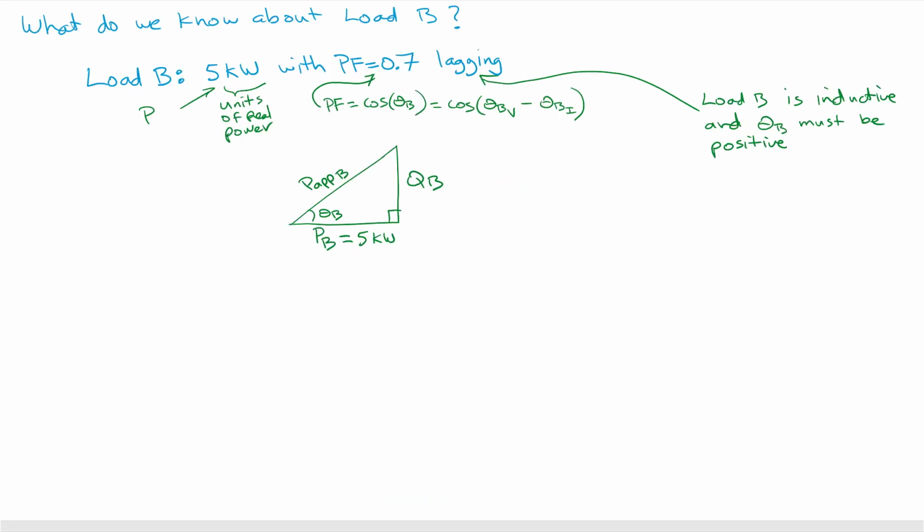So then, what about load B? What is it that we know about load B? We were given that load B had a real power of 5 kilowatts, and a power factor of 0.7 lagging. When it's lagging, we know that load B is inductive and that the power angle must be positive. We have our power triangle shown here, so we know the power, and we have partial information right now about the phase angle.